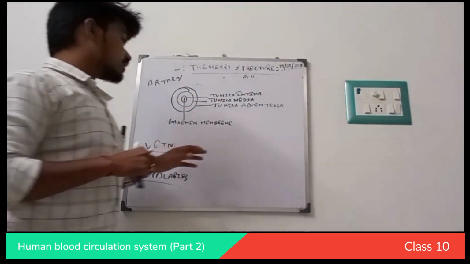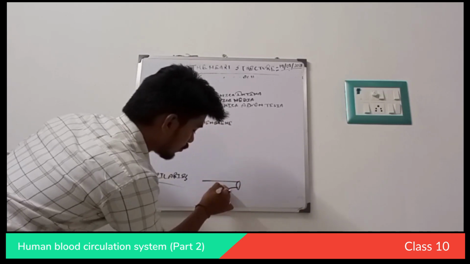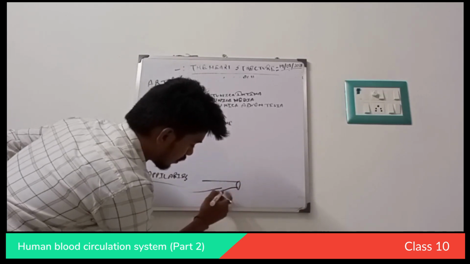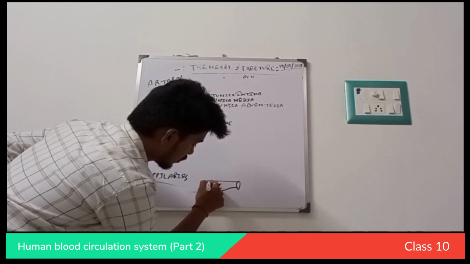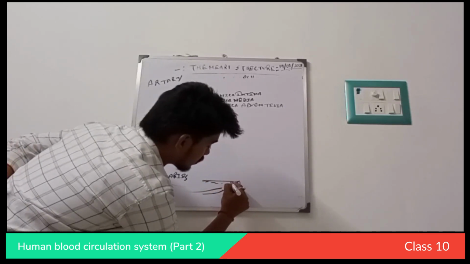Capillary is like that. If you tear it out like that, there are cells over there, cytoplasm, and internal smooth muscle cells.